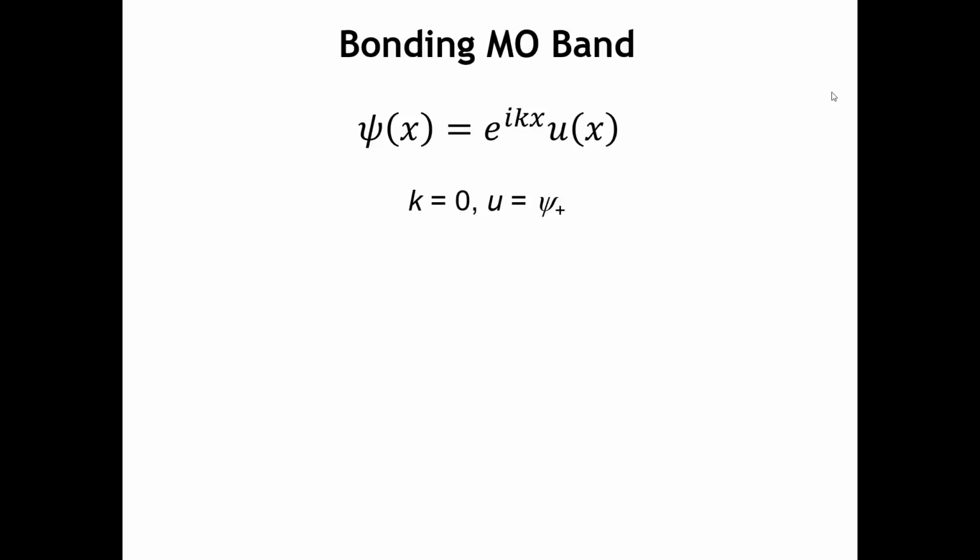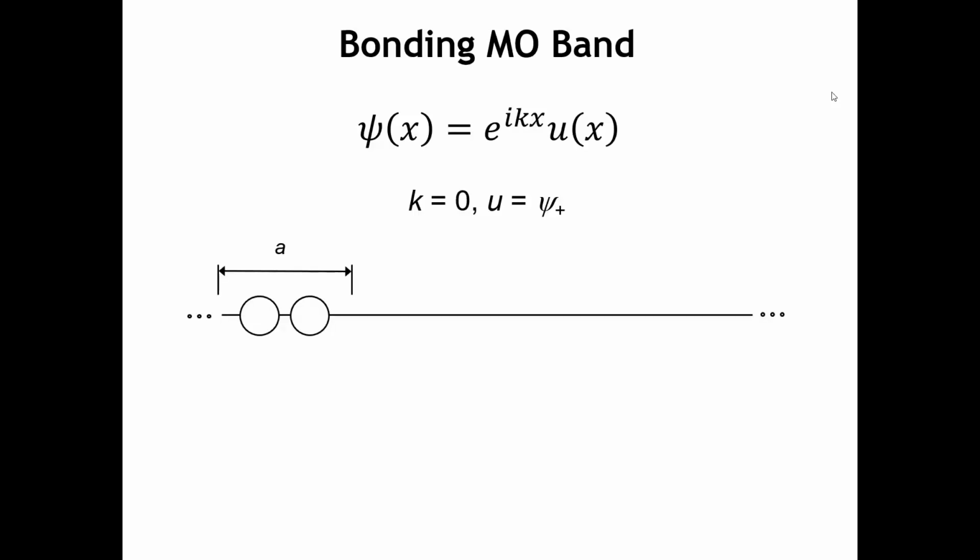So let's take a look at this crystal orbital at a couple of different k points. Let's start at k = 0. So here's one unit cell. I'm showing here the bonding molecular orbital. The fact that we are at k = 0 means that the e^(ikx) term is just going to become 1. So what that means is that the coefficient in front of each molecular orbital as we go from unit cell to unit cell is going to be 1. And so the phase of the orbitals will not change from one unit cell to the next.